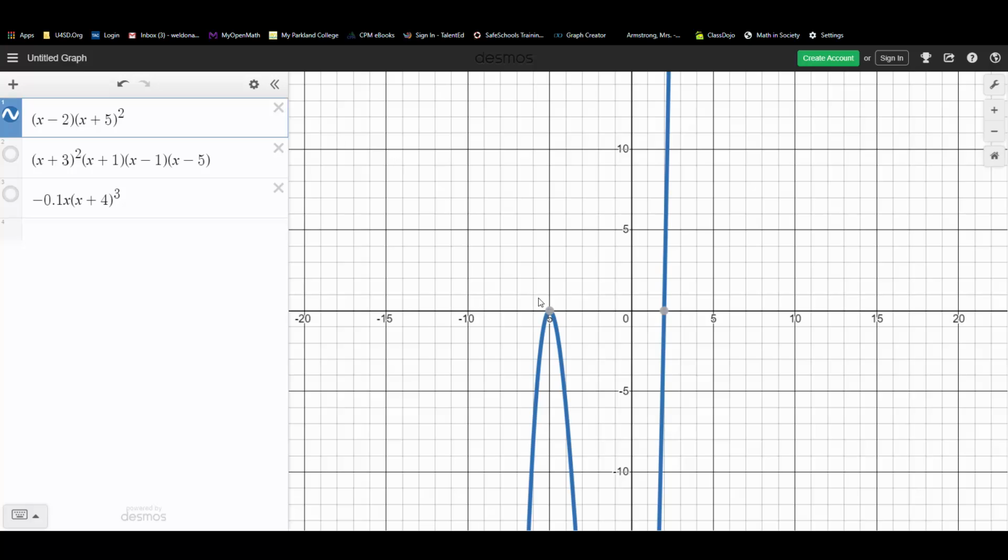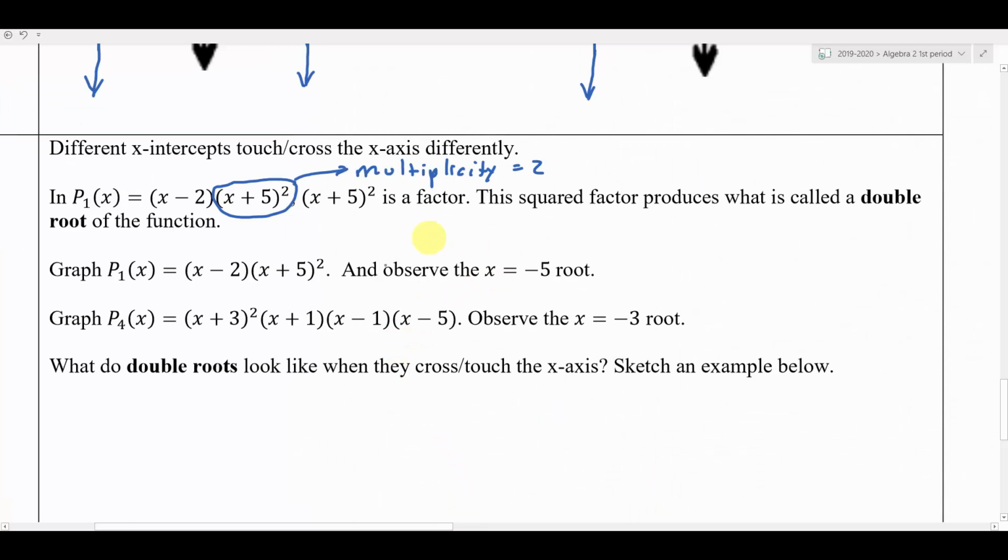These bounces occur with different multiplicities. If we have a multiplicity of 1, the polynomial passes right through, no issues. But when we increase the multiplicity of a root to 2 or 3, weird things start to happen. Let's go back to our notes. We observed what happened at the x equals -5 root. We saw a bounce, and I'm going to note that down here.